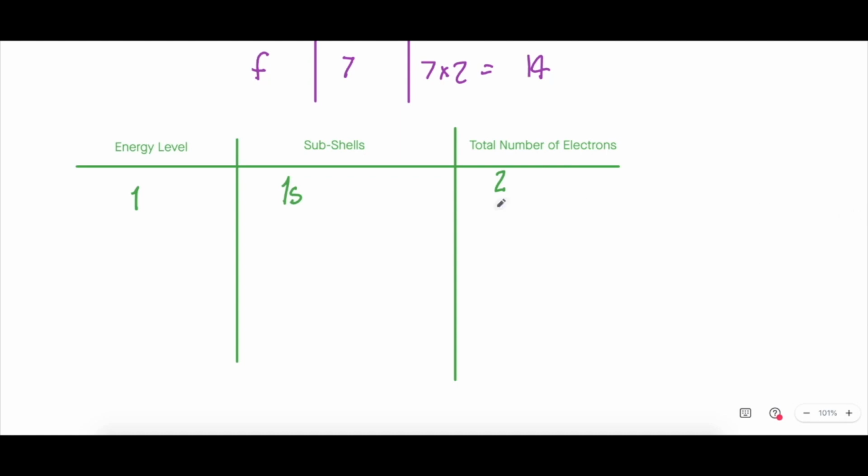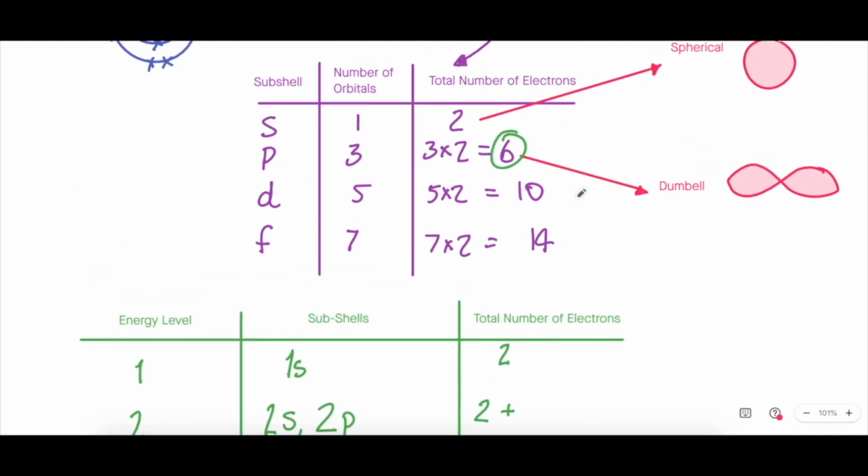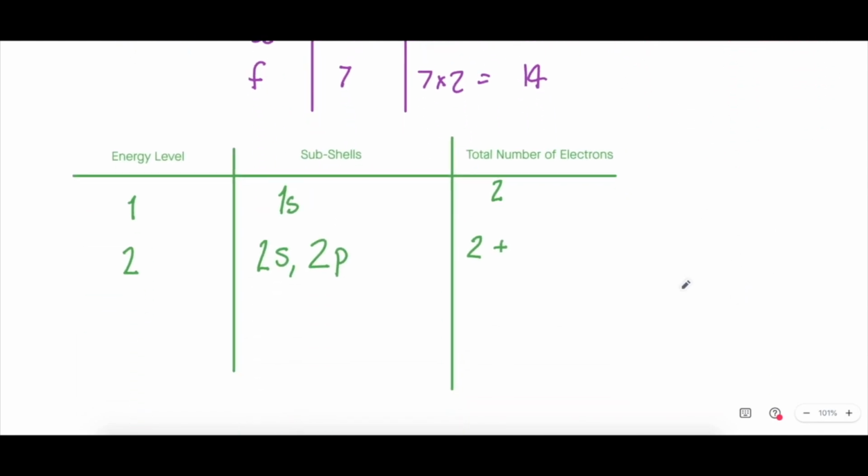In the second energy level, you have an S and a P subshell. And because they're in the second energy level, you call them 2S and 2P subshells. So the total number of electrons in the second energy level would be an S, which is 2, plus a P, remember, can hold 6 electrons from up here. So 2 plus 6, which means it can hold 8 electrons.